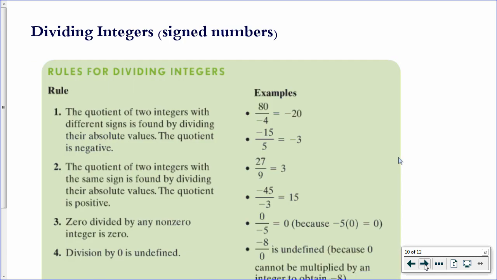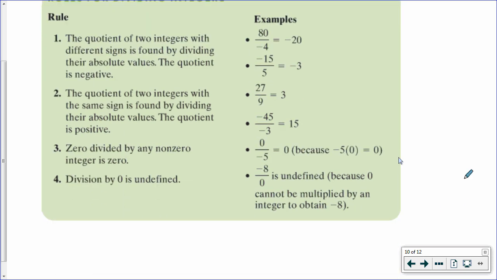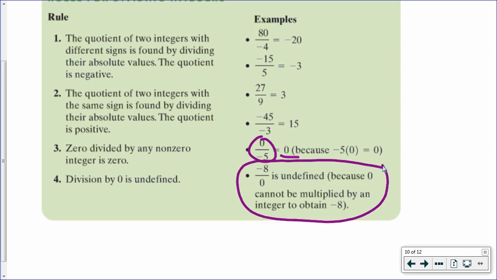For dividing integers, rules are just the same as multiplication, right? If one's negative in the division problem, the answer is negative. If both are negative, the answer is positive. If it's 0 divided by a number, then the answer is 0. But the last one is new, and it's unique to division, that if you have a number divided by 0, you are to write undefined, okay? Negative 8 or any number divided by 0 is not a thing, okay? So we write that it is undefined.